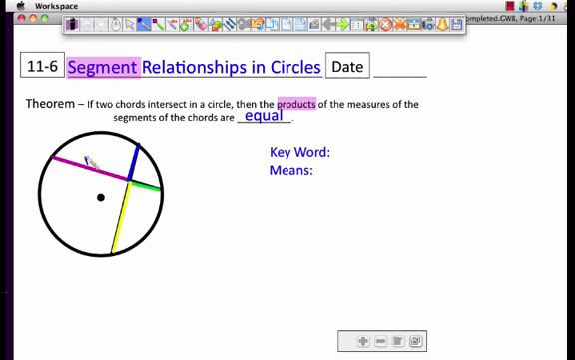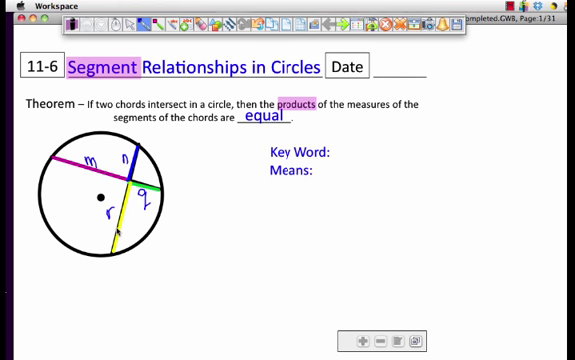Call this piece M. Call this one N. The blue one's N. The green one can be Q. And the yellow one can be R. Okay, all you have to do is multiply the parts together, but the trick is to make sure that you use the two pieces that are on the same chord. So M gets multiplied by Q, and N gets multiplied by R, because together they make up the same chord there. It's kind of like cross multiplying.